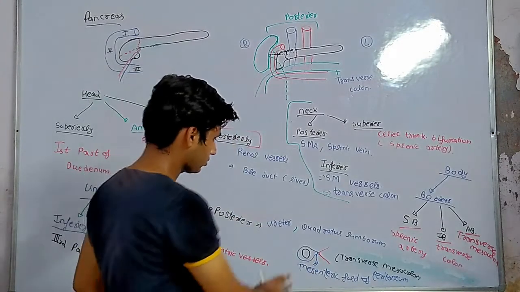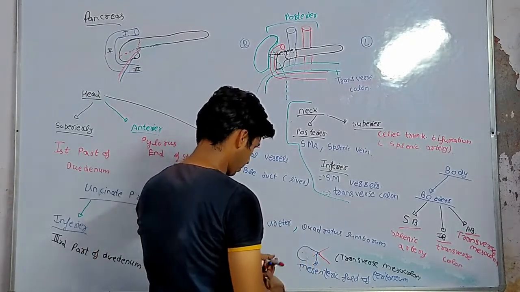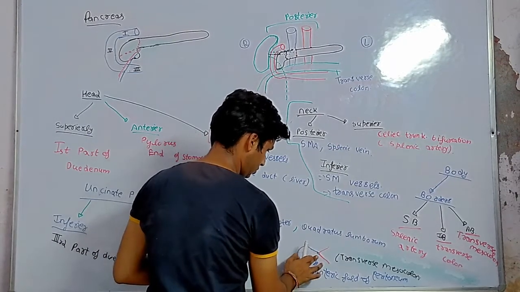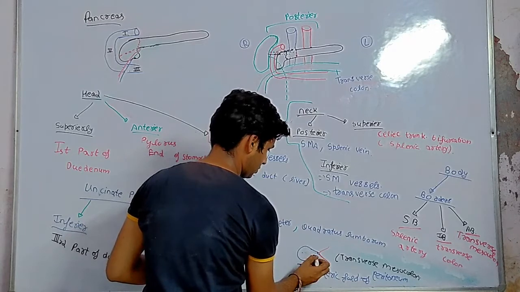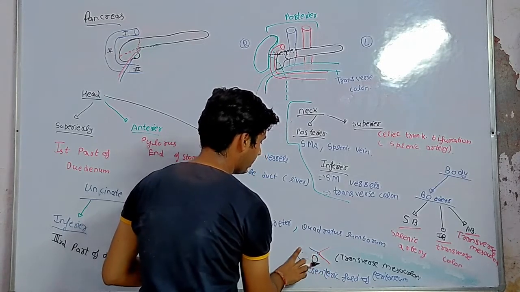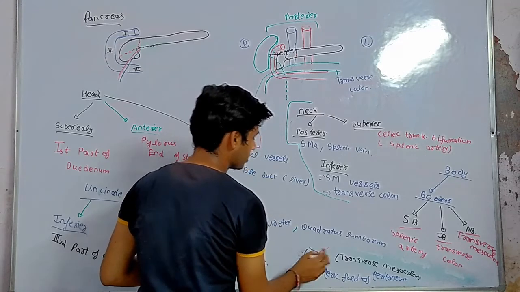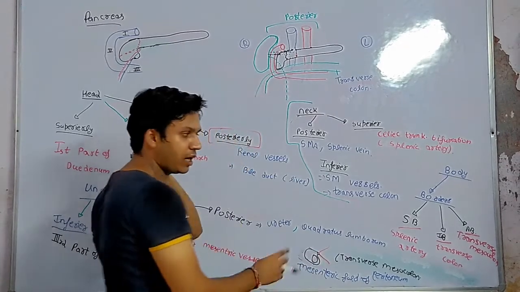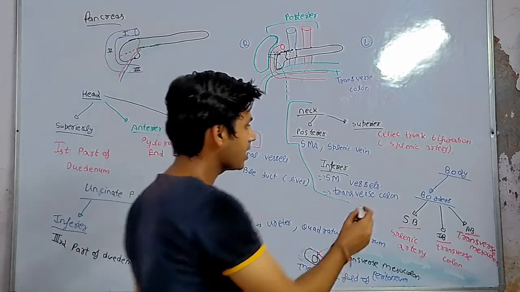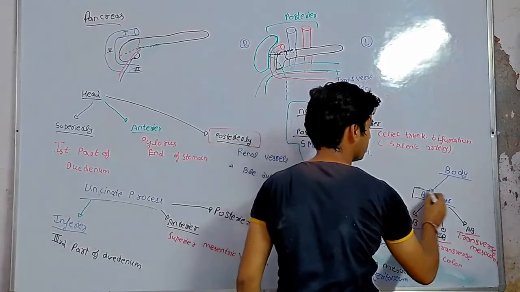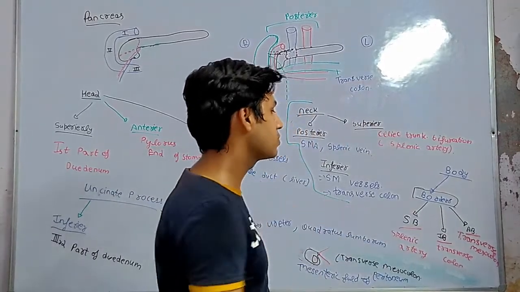Like this, the transverse colon is present like this. This is the transverse colon and its mesentery goes like this. So it also comes in the inferior relations, the relation to the inferior surface. Then these are the body border relations: superior border, splenic artery; inferior border, transverse colon; anterior border, transverse mesocolon.